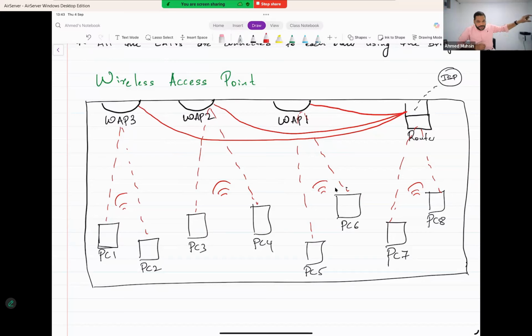Can I say this? PC1 has wirelessly connected to a wired network through Wi-Fi. Everyone look here. PC1 has wirelessly connected to wireless access point 3. Wireless access point 3 has a wired connection to the router, isn't it? So PC1 has a wireless connection to a wired network. I can say that, right? Does it match with the definition of a wireless access point? The wireless access point makes it possible for wireless devices to have a wired connection to a network through Wi-Fi.